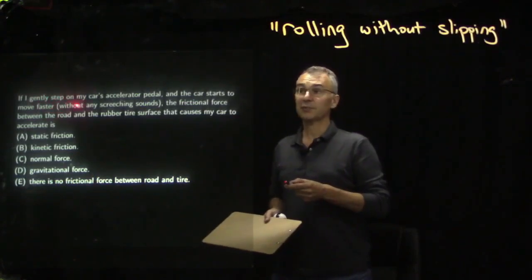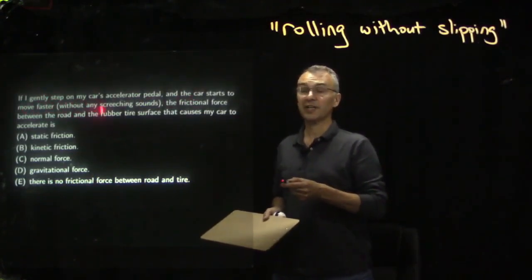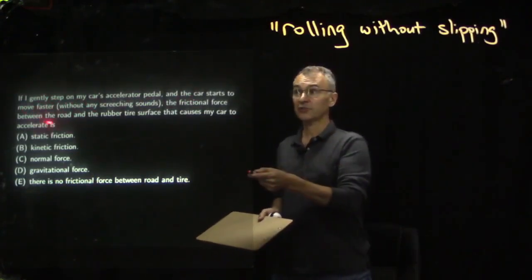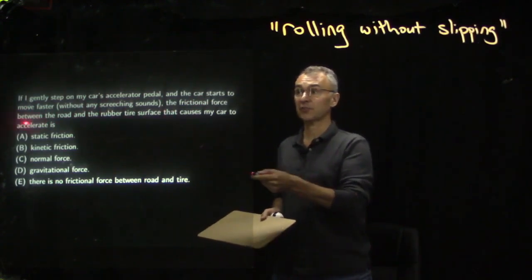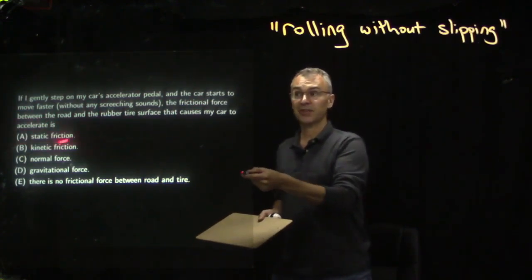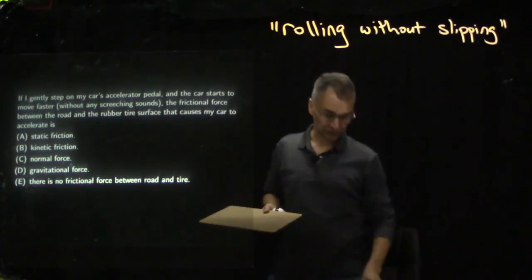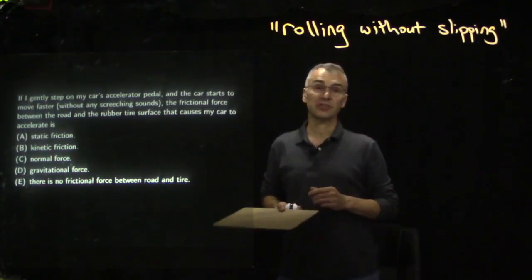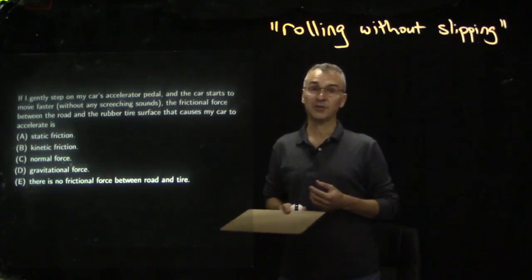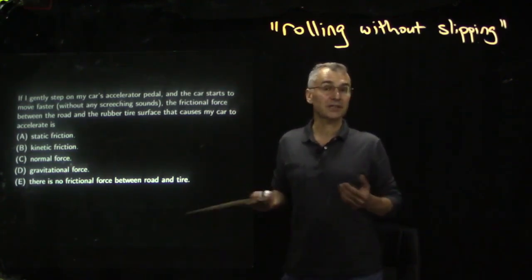If I gently step on my car's accelerator pedal and the car starts to move faster without any screeching sounds, the frictional force between the road and the rubber tire surface that causes my car to accelerate, is it static friction, kinetic friction, is it the normal force, is it the gravitational force, or maybe there is no frictional force? On the one hand, I don't hear any screeching sounds, so that would seem to imply that it's static friction, but you might wonder, well, isn't the car moving? Doesn't that count as relative motion?